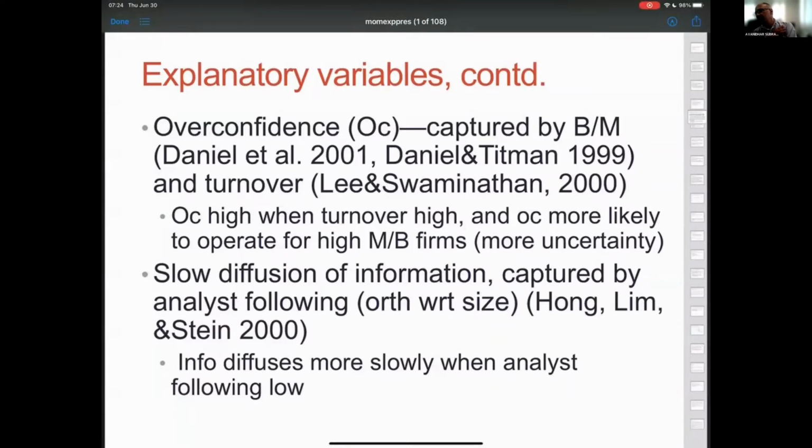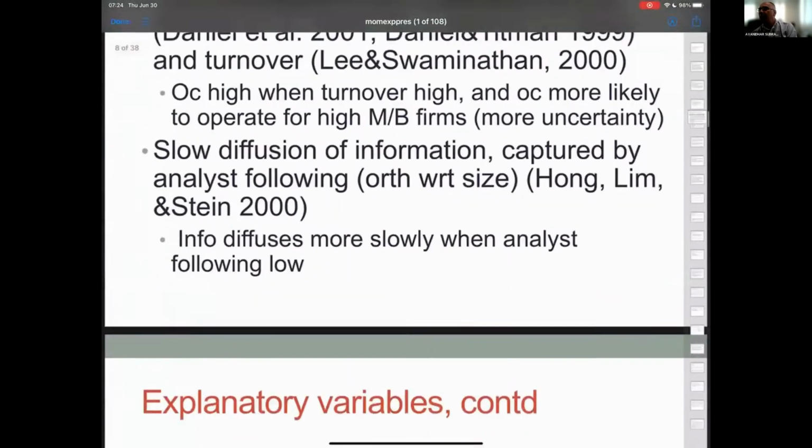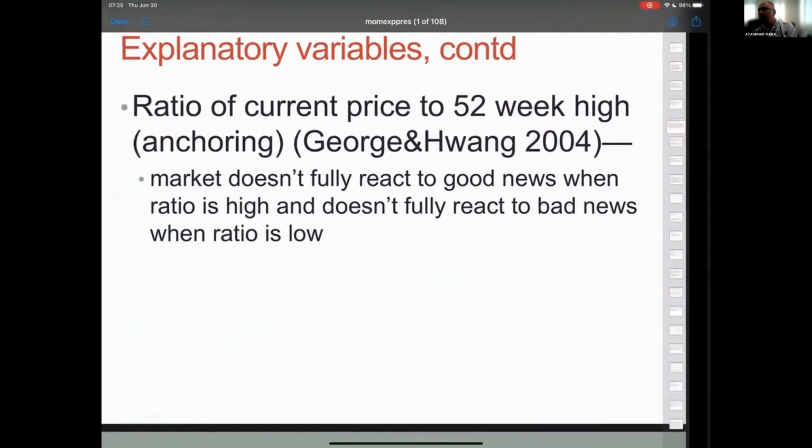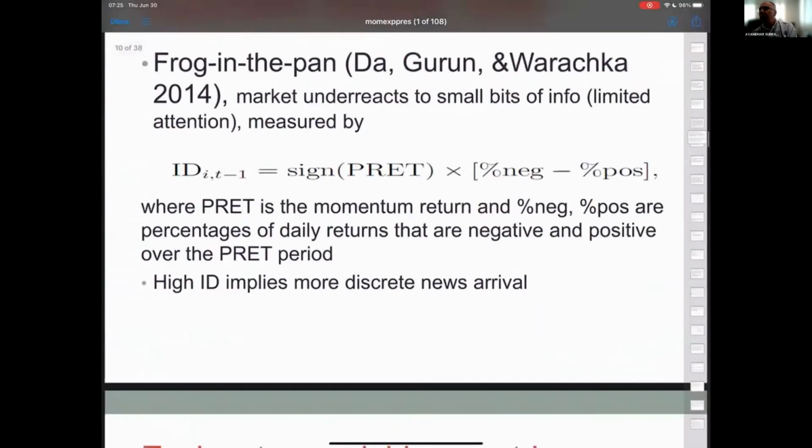And so the logic is that information diffuses more slowly when analyst following is low. Okay. Really quickly, the level of anchoring is captured by the ratio of the current price to its 52-week high, which is when anchoring is expected to be greater, like I already told you. Okay. Now, here's something that I need to explain a little bit.